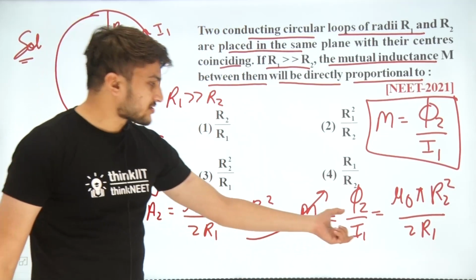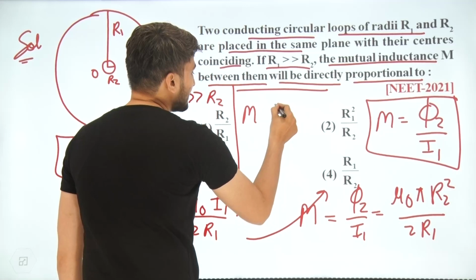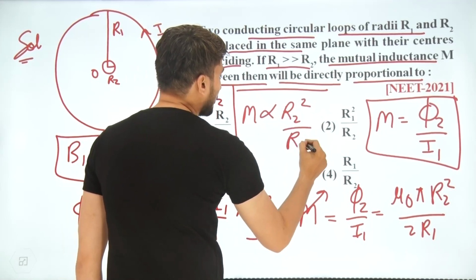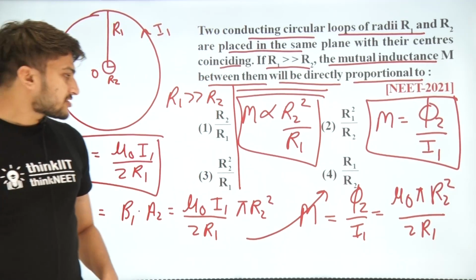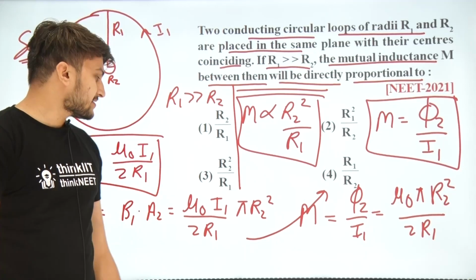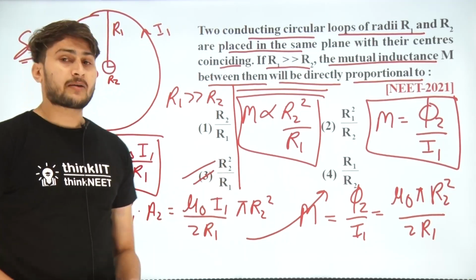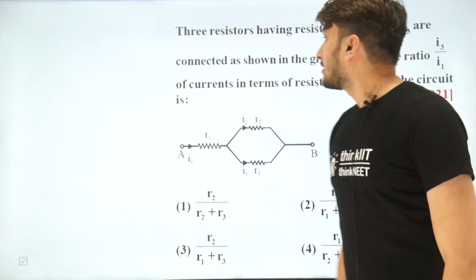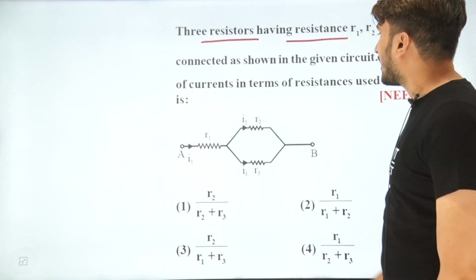Now from this equation we can clearly see that the mutual inductance M is directly proportional to R2 square upon R1. If we check which option is correct here, only option number 3, which is R2 square by R1, is correct. Thank you.